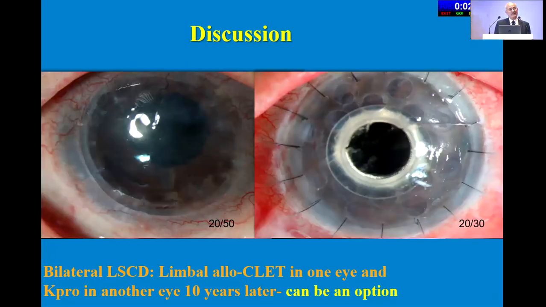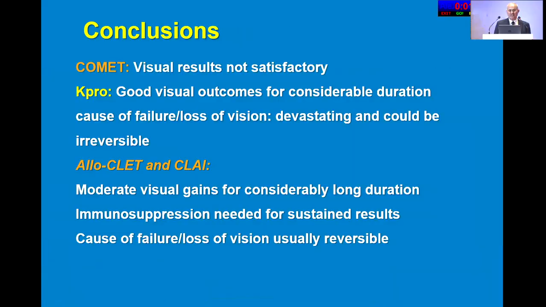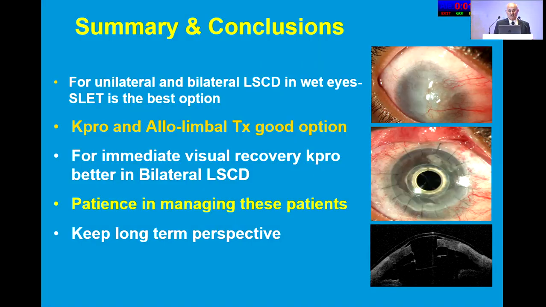So this can also be a good option in bilateral limbal stem cell deficiency, that you do not do both eyes at the same time. You keep one eye as a reserve, as a stepney, and operate maybe 10, 12, 15 years later when you need. That way you can improve the useful vision for a longer number of years. So COMET visual results to me are not very satisfactory. K-Pro, good visual outcomes, and immediate outcome can be achieved. Allo-SLET, now I do exclusively allo-SLET, and that is giving very good results.